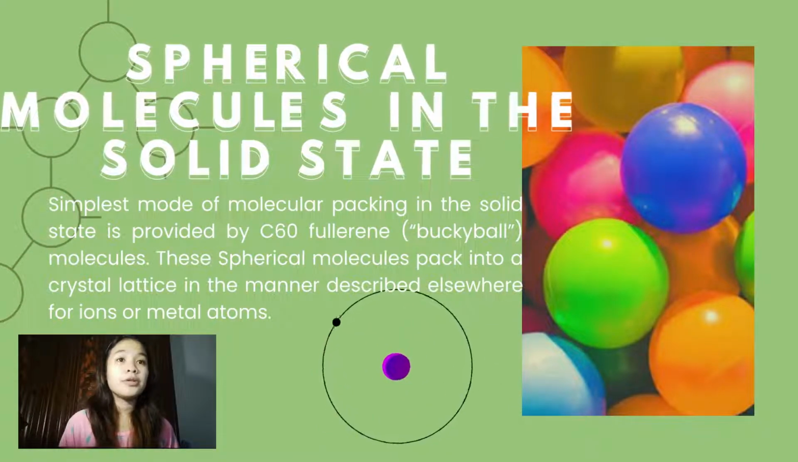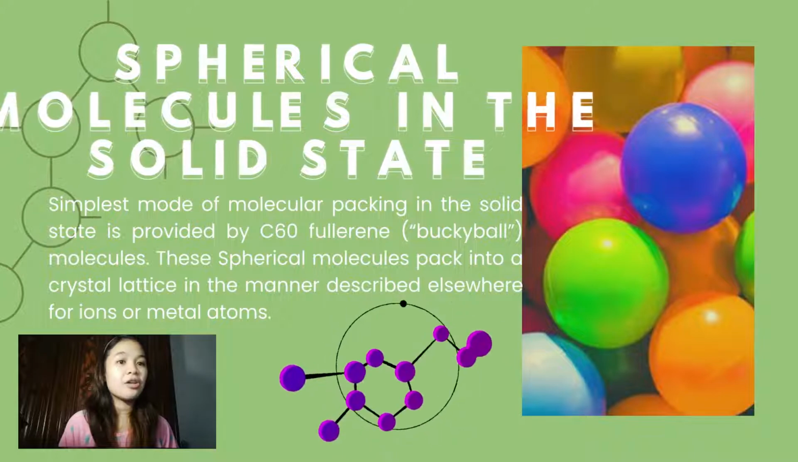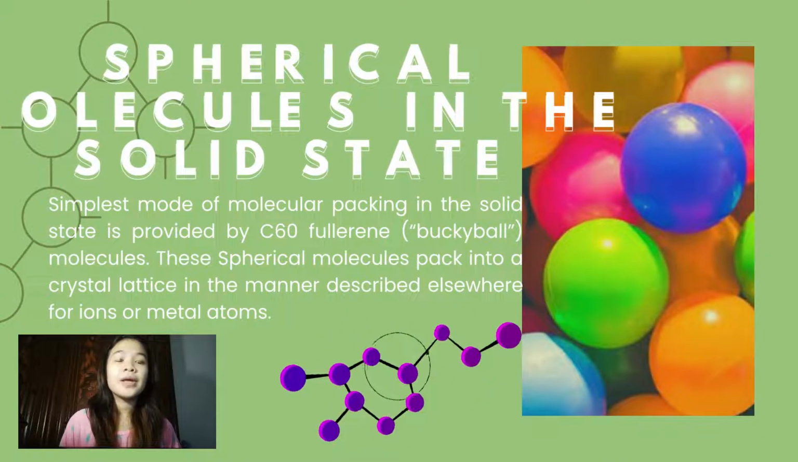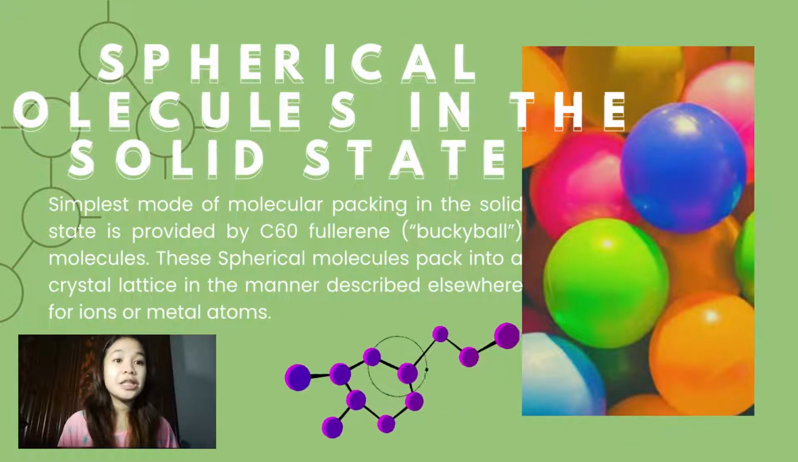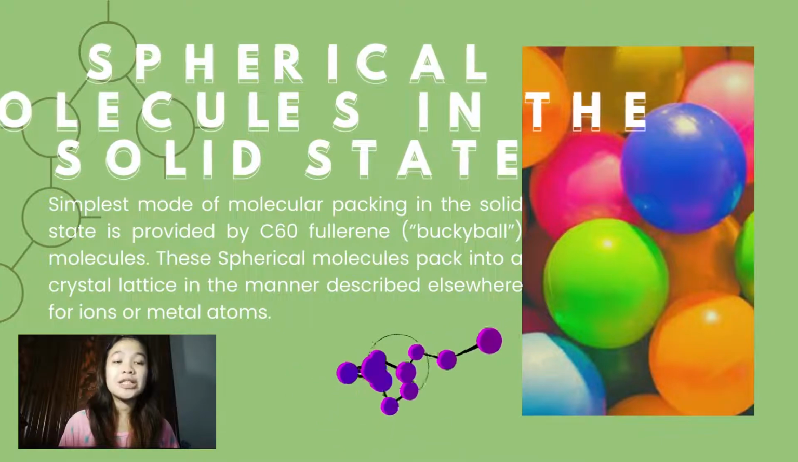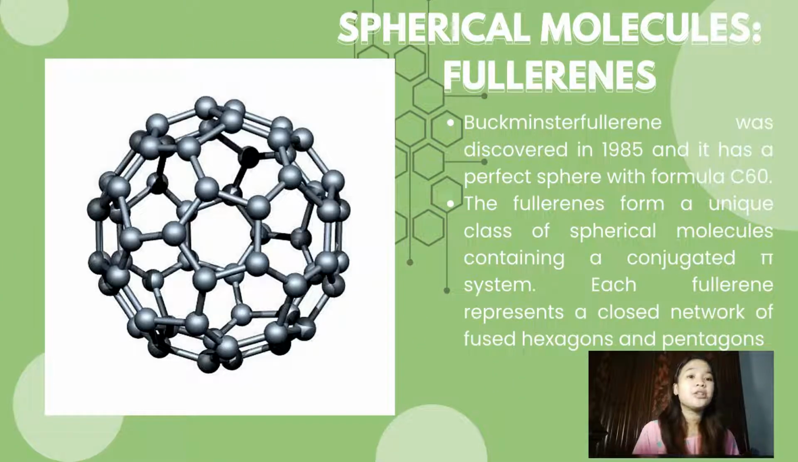These spherical molecules pack into a crystal lattice in a manner described elsewhere for ions or for metal atoms. In other words, because of the spherical shape, the assembly pattern is determined in the most efficient way to assemble spheres in 3 dimensions, like a collection of ping pong balls. Now let's talk about fullerene.